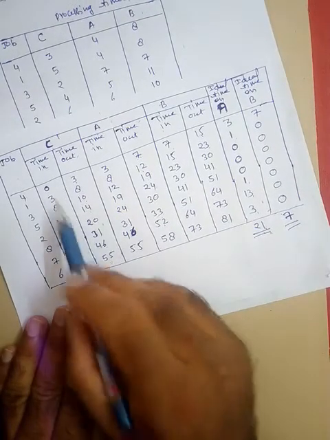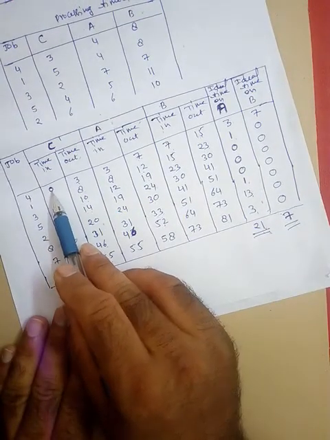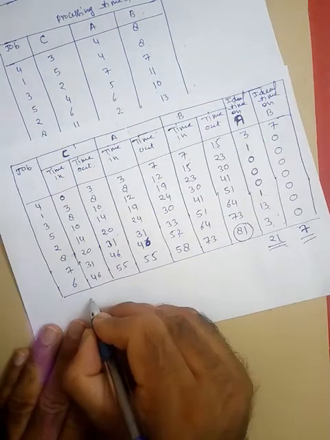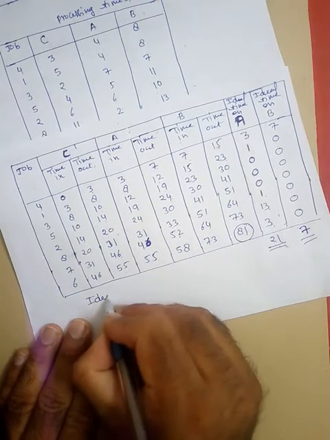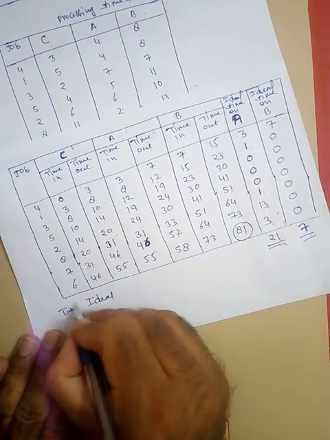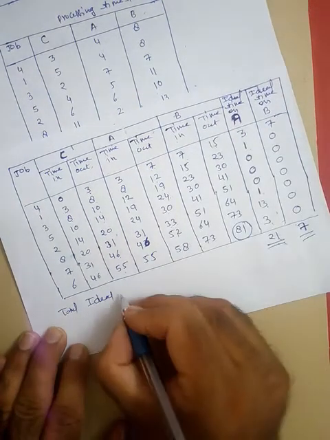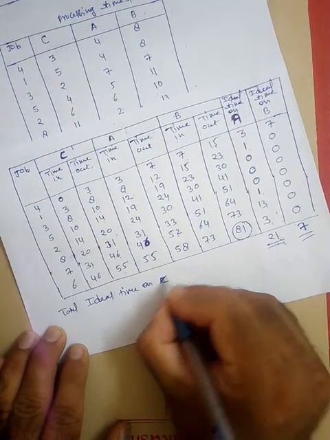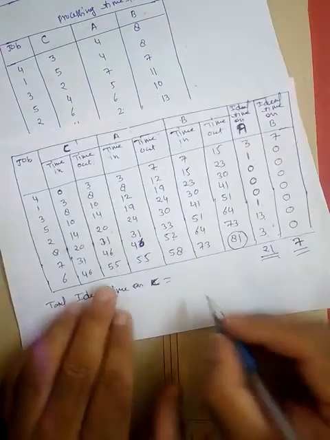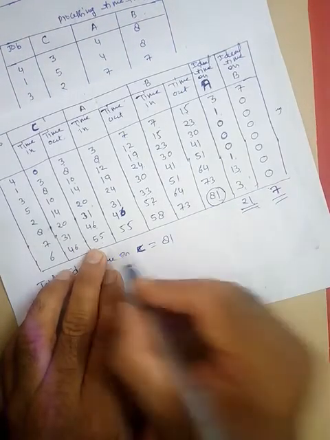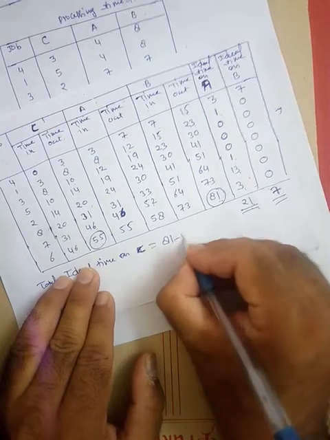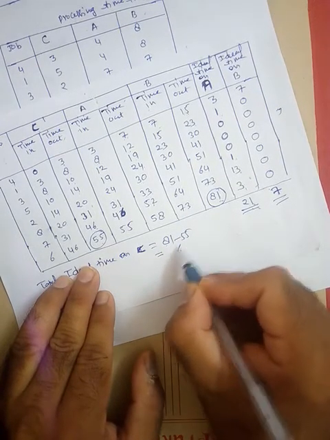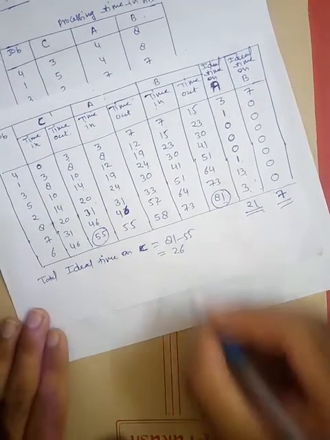Now let us see, because if you remember, time starts from 0 and the ending point is this last point 81. So now find out the idle time. Total idle time. This is only idle time. This is the total idle time on A. On C. Start with C. 81 is the ending point minus 55. How much time? 6. So 26 hours.